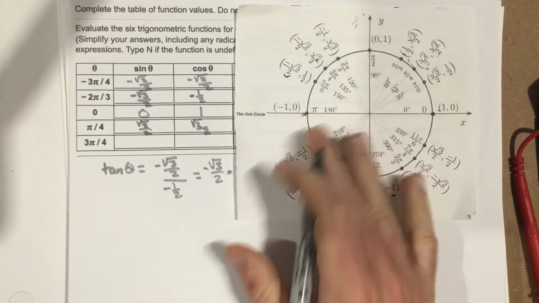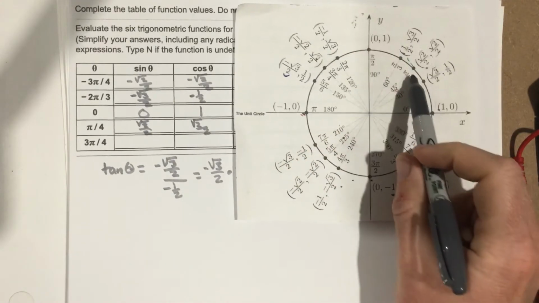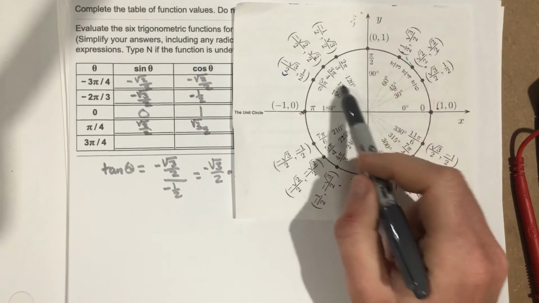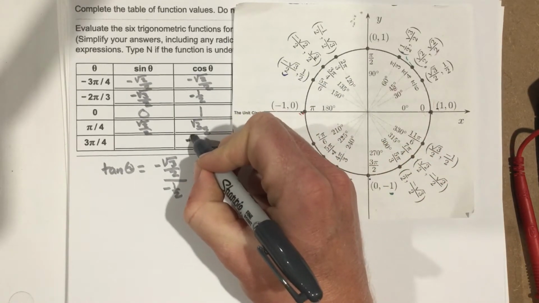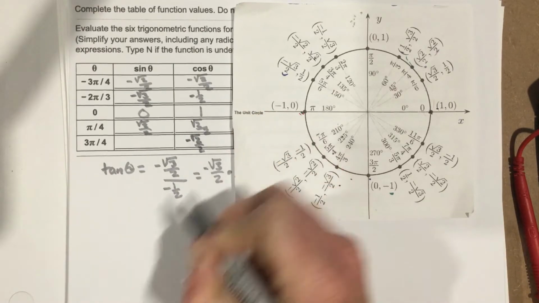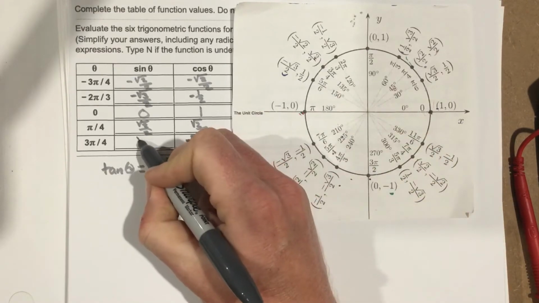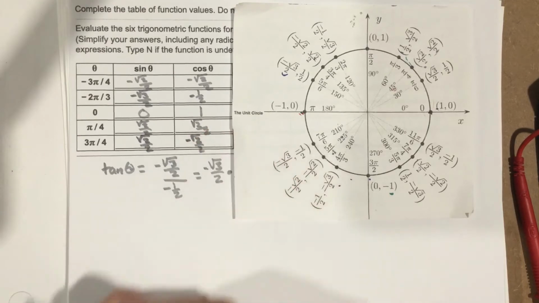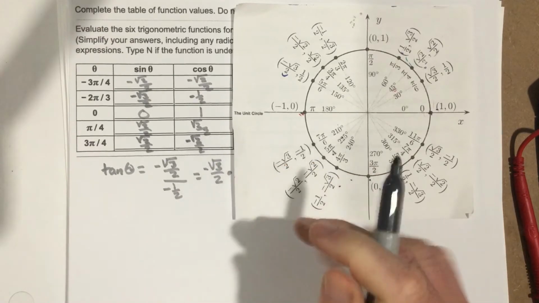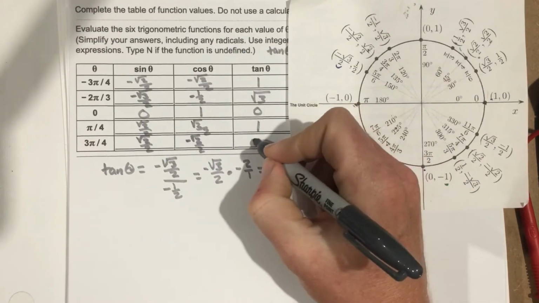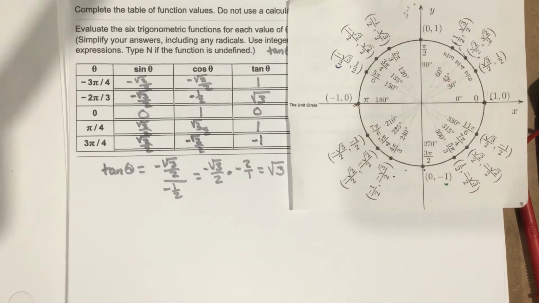And finally, 3 pi over 4, 2 pi over 4, 3 pi over 4. I've got negative root 2 over 2 for cosine, and I've got root 2 over 2 here for sine. I'd take sine divided by cosine to get tangent, and I end up with negative 1 here for tangent.